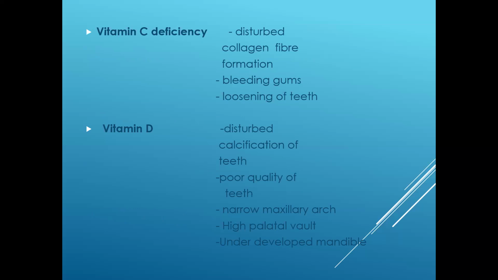Then vitamin C deficiency, vitamin D deficiency. Vitamin C deficiency, here we have a disturbed collagen fiber formation and the patient will present with bleeding gums and loosening teeth. These all lead to malocclusion. And vitamin D deficiency, here there will be disturbed calcification of teeth, poor quality of teeth, narrow maxillary arch, high palatal vault, and underdeveloped mandible.